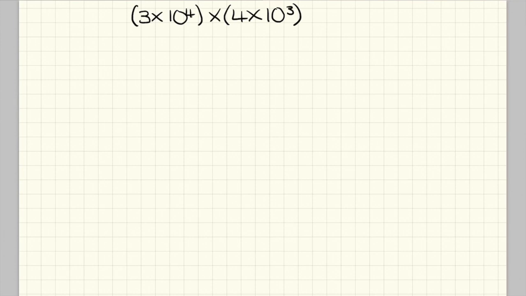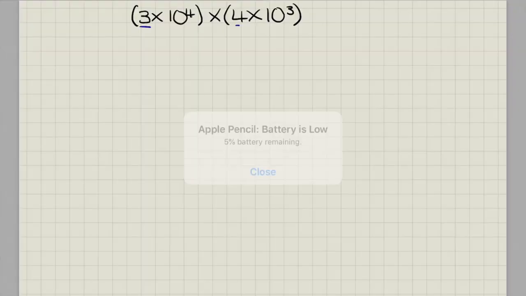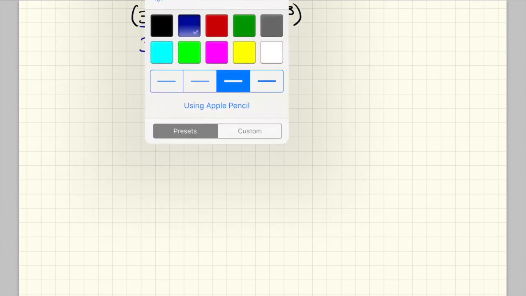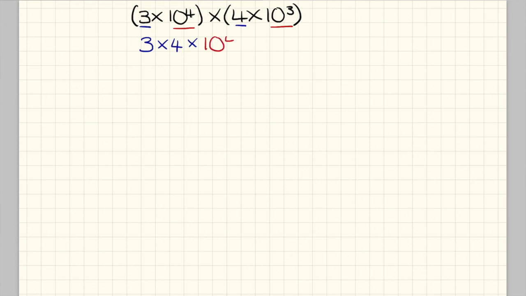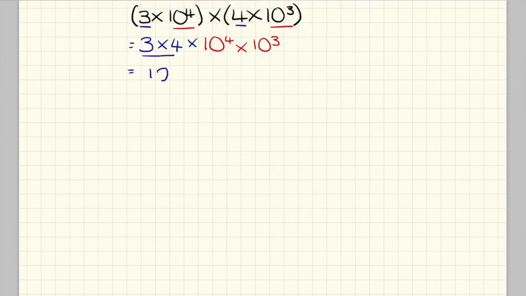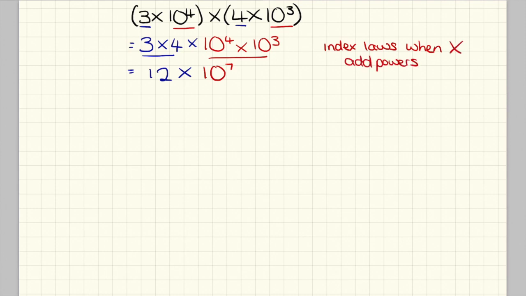So now we've got a question where we're timesing together 2 standard form numbers. I get a from each bracket and times them together, then times the 2 powers of 10. First, we do the two numbers times together, which is 12. Then we've got two powers times together. What we need here is index laws. We know that when we times together two numbers with powers, we add the powers together. So we've got 4 add 3, which is 7.